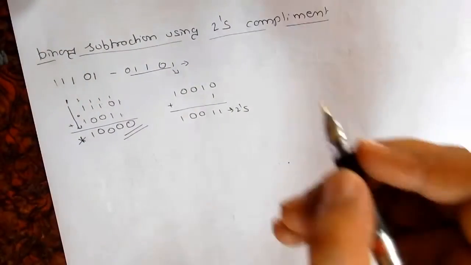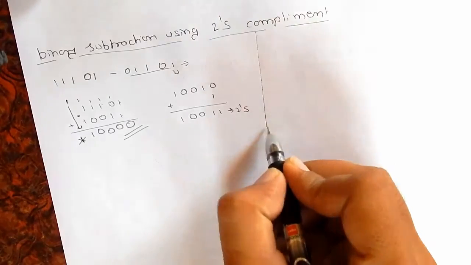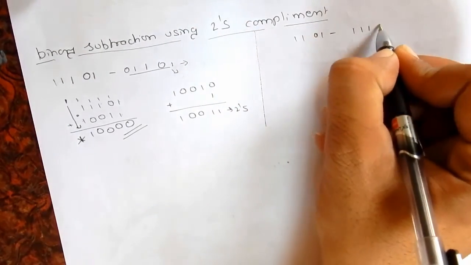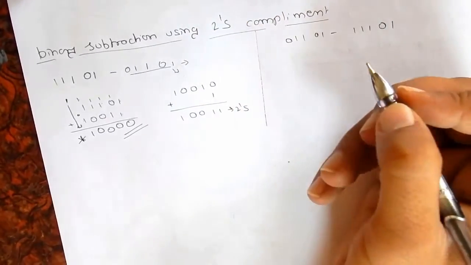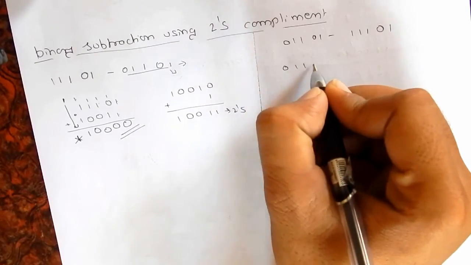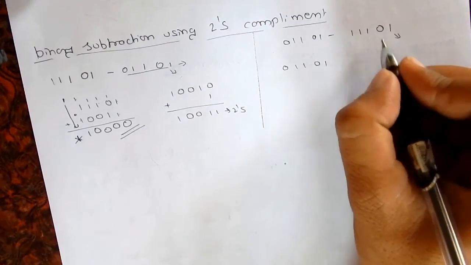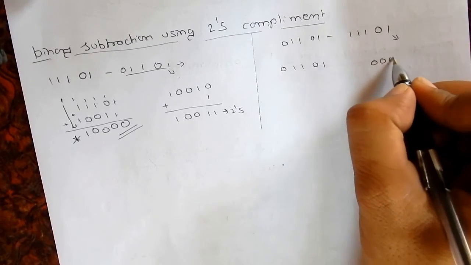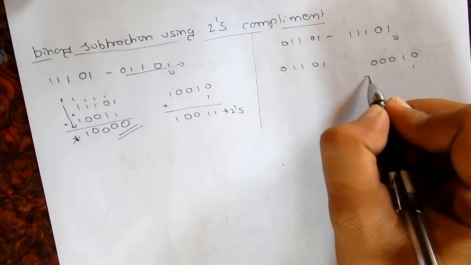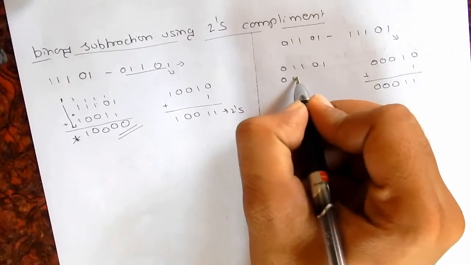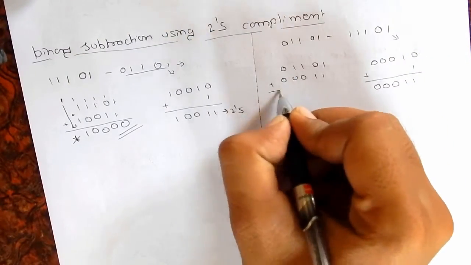So let's take another example in which the carry will not be generated. This will be 0 1 1 0 1 minus 1 1 1 0 1, with a 0 for balancing the digits. Again, the same: first copy the first number, second find the 2s complement of the second number. So the 1s complement will be 0 0 1 0 and add 1. So 0 0 1 1 is the 2s complement. Add both of them.